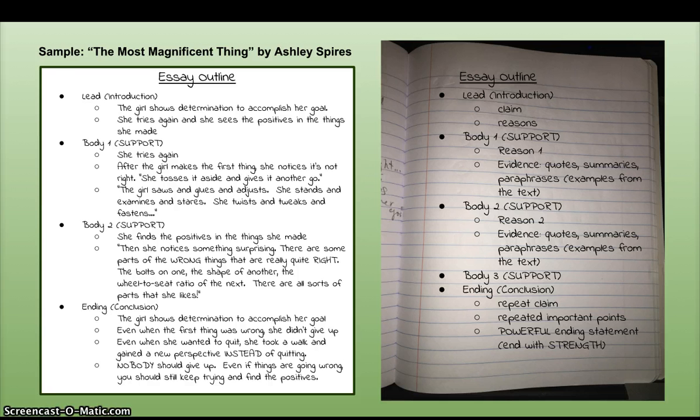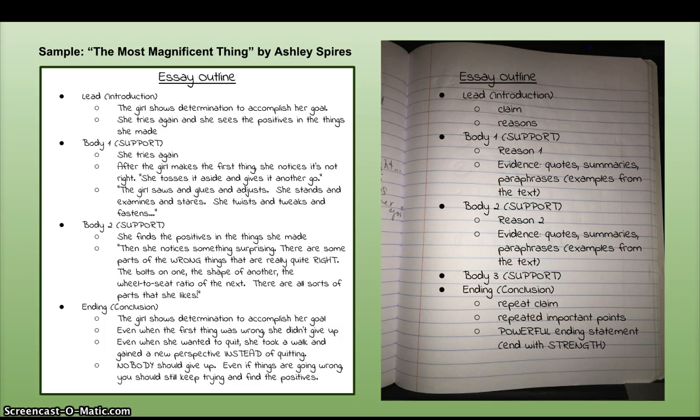Nobody should give up. Even if things are going wrong, you should still keep trying and find the positives. This is kind of the message, kind of the central idea of what I really want my readers to get out of my essay, but also this is what Ashley Spires wanted us to get out of her story, The Most Magnificent Thing. So I want to end with power.